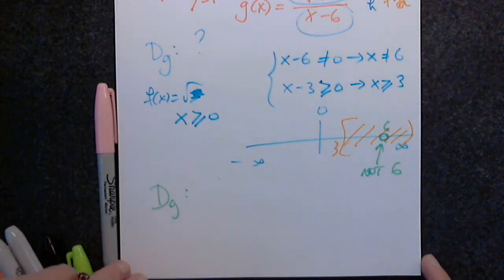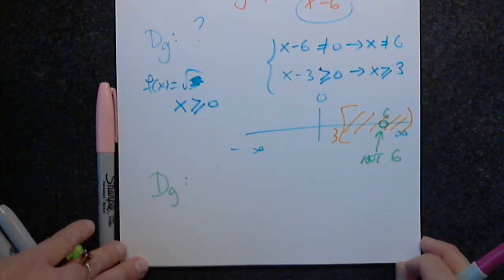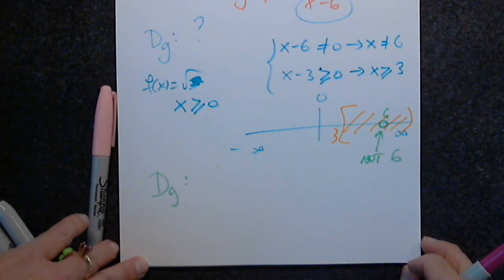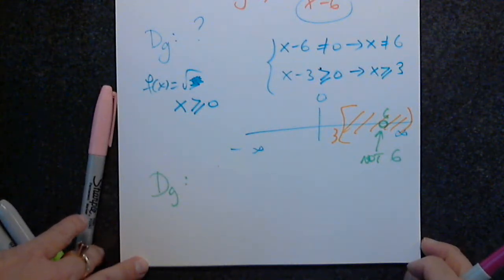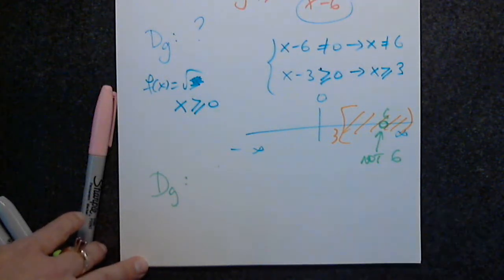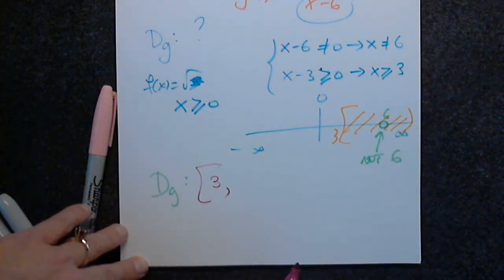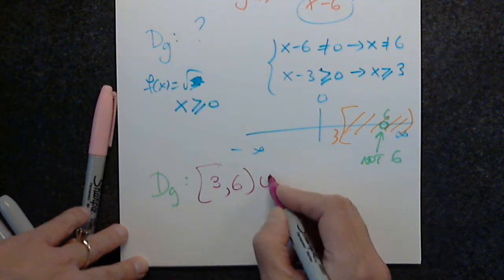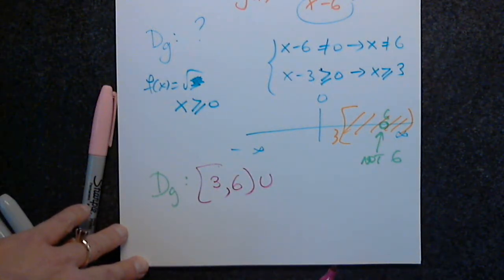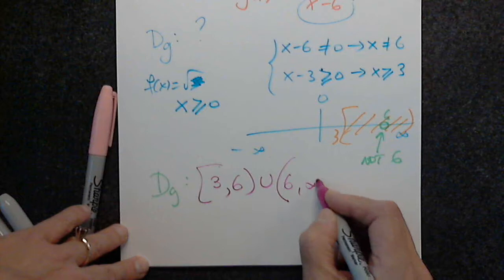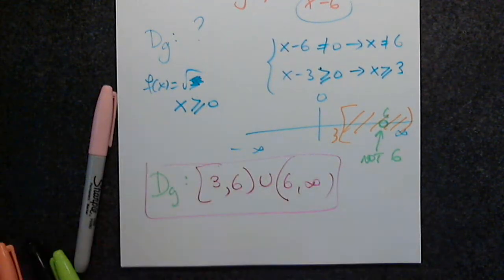Can anyone give it a shot? Anyone? I mean, it's right here. You just have to read it. Yes, with a bracket, 3, comma, 6. Very good. 6, union, parentheses 6 to infinity. Very good. In plain English, everything from 3 to infinity except 6. Very good.